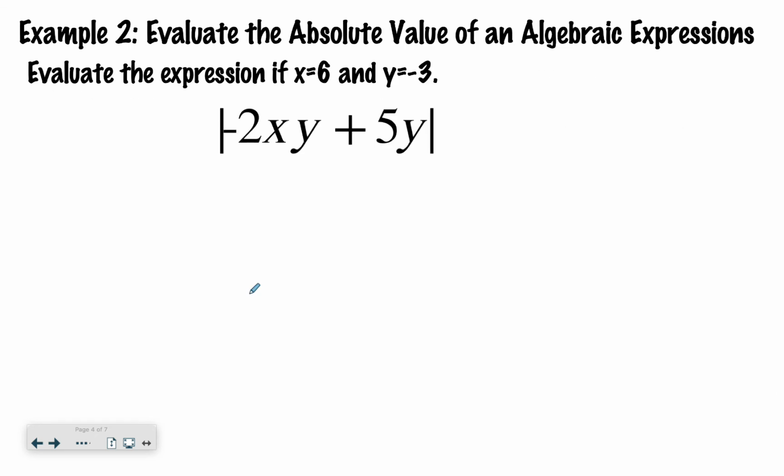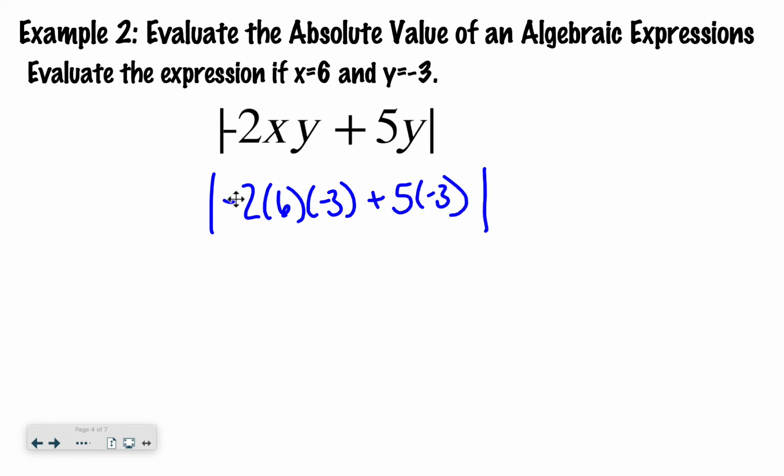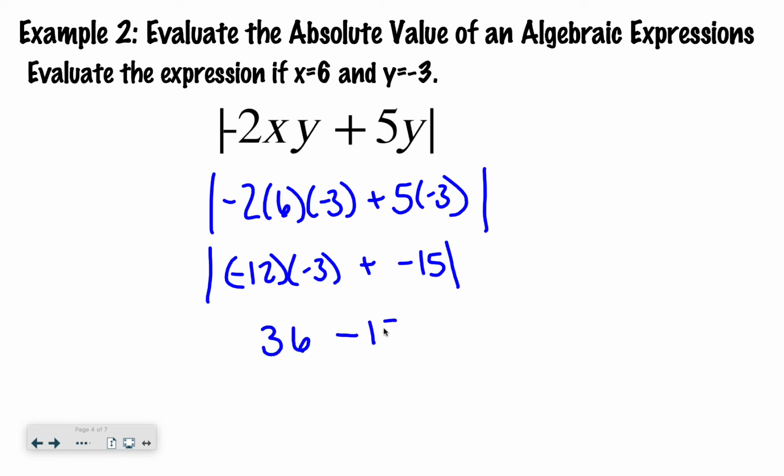All right, example 2, evaluate the absolute value of an algebraic expression. Evaluate the expression if x equals 6 and y equals -3. So I have the absolute value of -2 times 6 times -3 plus 5 times -3. All right, so -2 times 6 is -12, and then 5 times the -3 is -15. All right, -12 times the -3 is positive 36, and then I have -15 in the absolute value, so that would be the absolute value of the number 21, which is just 21.